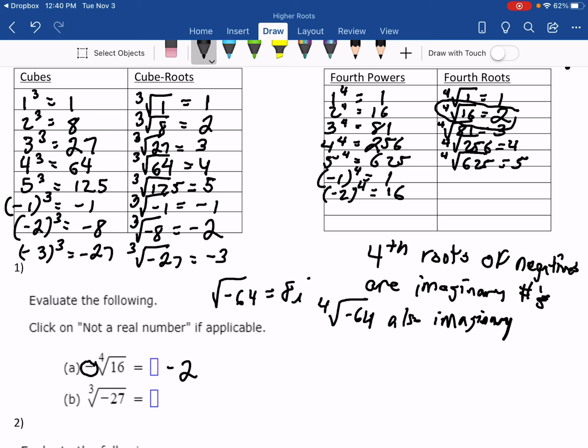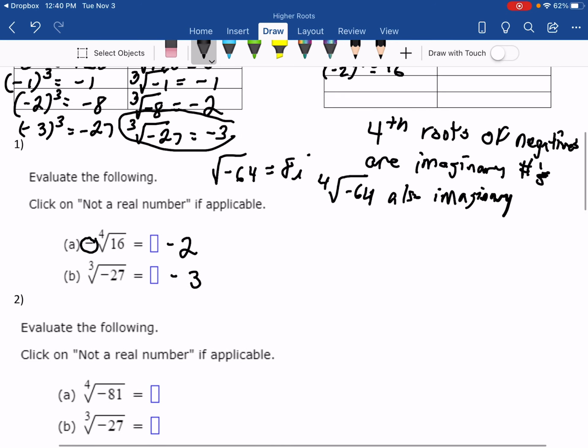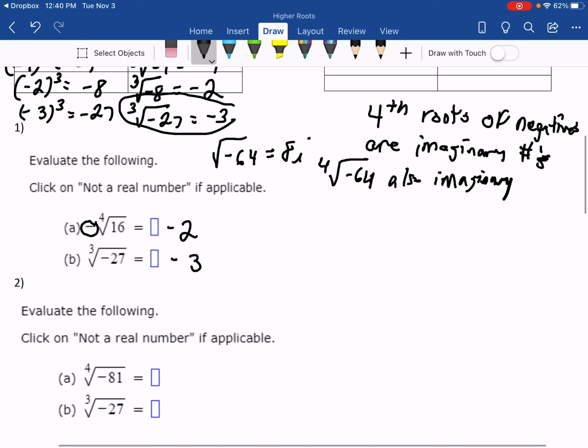Okay, cube root of -27, right on our list, is -3. All right, fourth root of -81, well, we just said that the fourth root of negatives are imaginary numbers, so therefore not a real number. Cube root of -27, we just had that, -3.